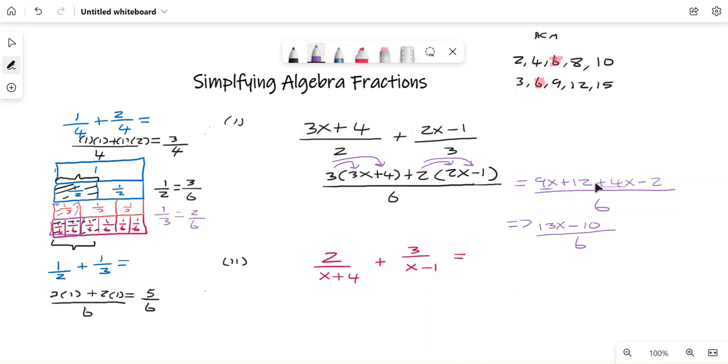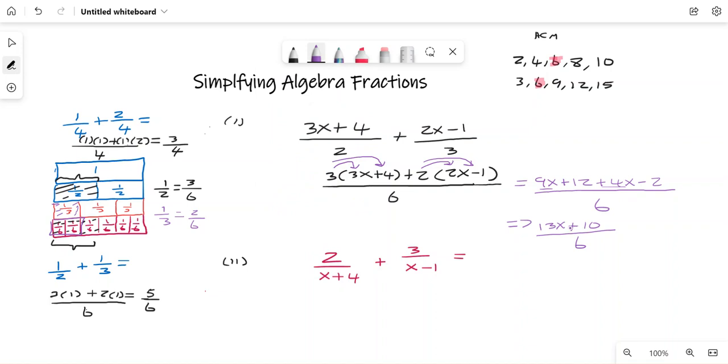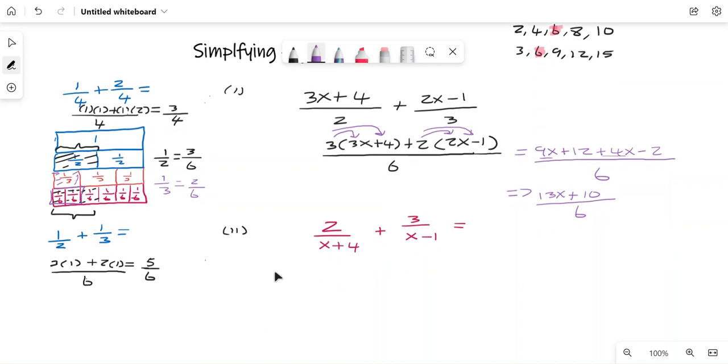So we've added up the 9x and the 4x gives us 13x. And the 12 and the minus 2 gives us minus 10. Sorry, that should actually be plus 10, should I say? Let me just update that. So that should be plus 10. So plus 12 minus 2 leaves us on plus 10. And then that's all over 6. Okay, so that's that type of fraction. So we add them together. Again, we use the same process we use when we're adding together normal fractions.